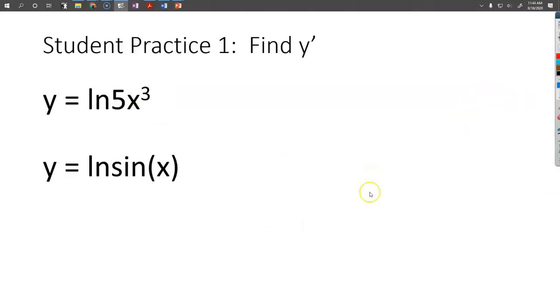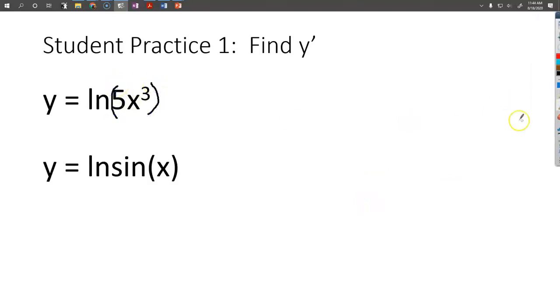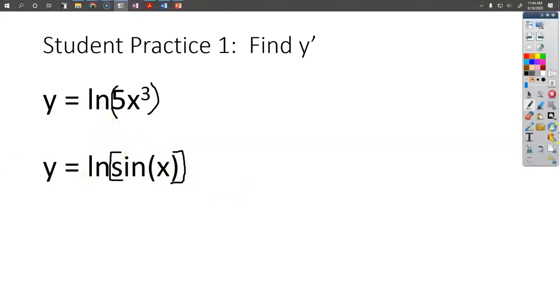All right, so here's some student practice. Once again, I wish they used parentheses, but they don't. So here's the parentheses. That's the inside function for number 1. And for number 2, the inside function is sine. So go ahead and see if you guys can find the derivatives of each one of these. Pause the video, and when you're done, you will see the solution.